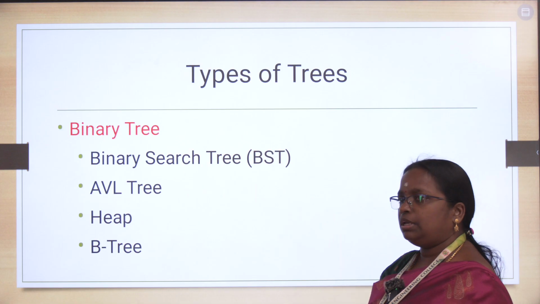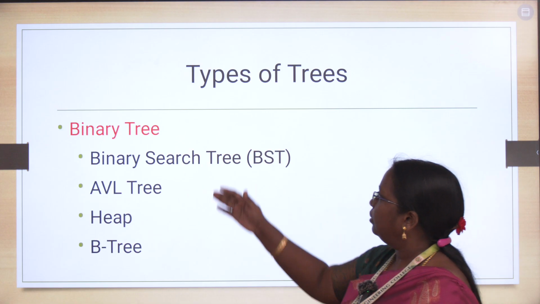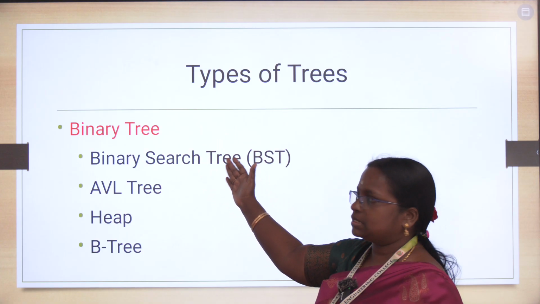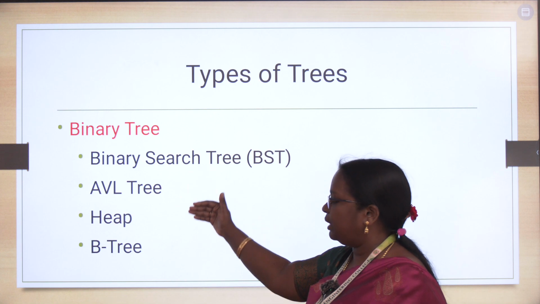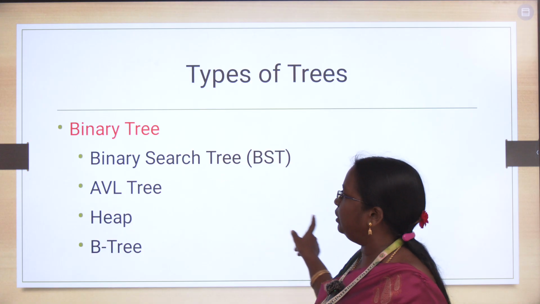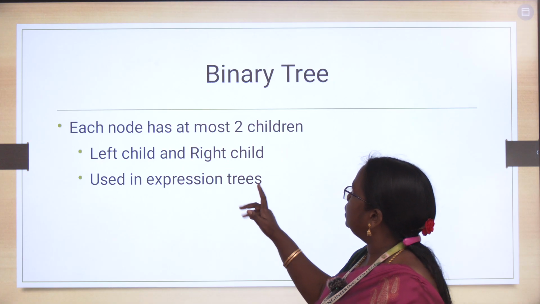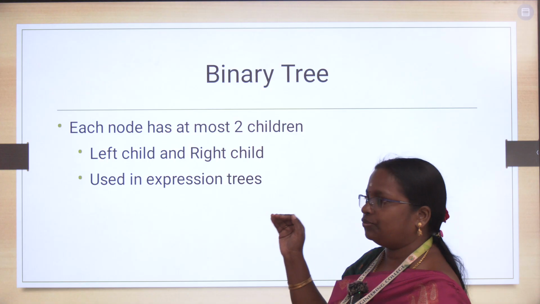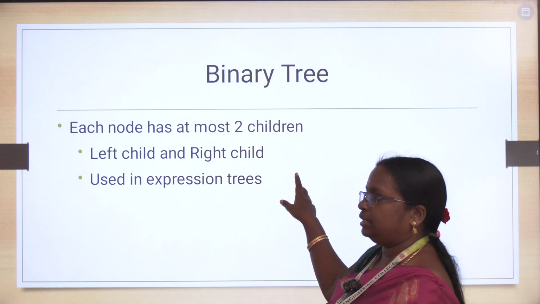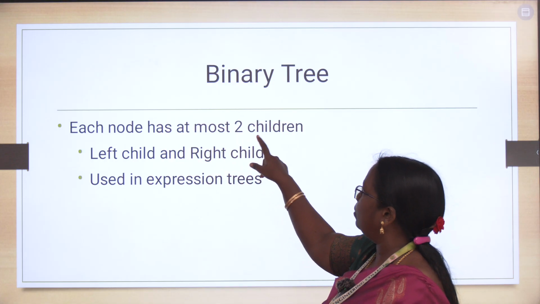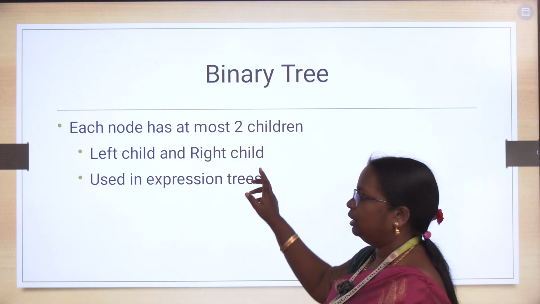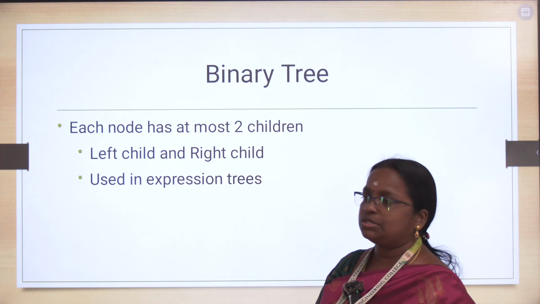There are different types of trees: the binary tree, binary search tree, AVL tree, heap, and B tree. Today in class we are going to see the binary tree and the AVL tree. What does binary tree mean? A binary tree must have at most two child nodes, a left one and a right one. Each node has at most two children, and you have to express this in your tree structure.